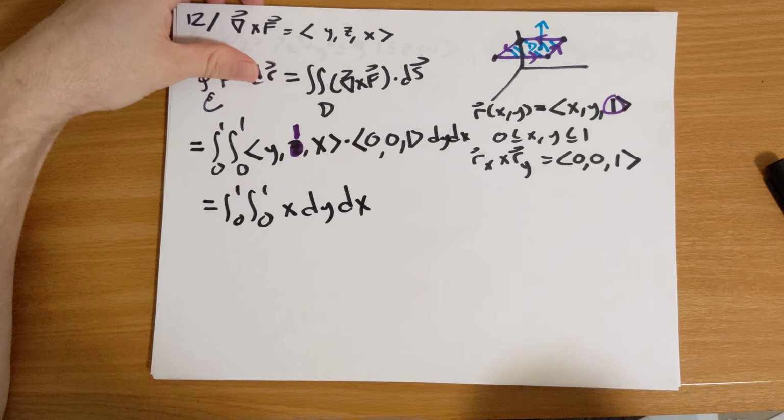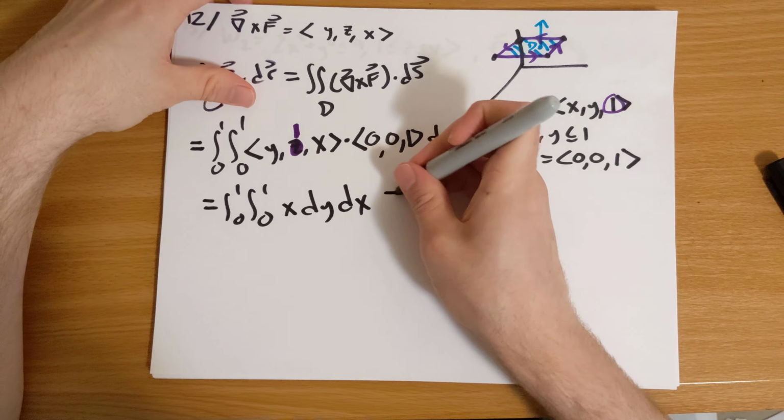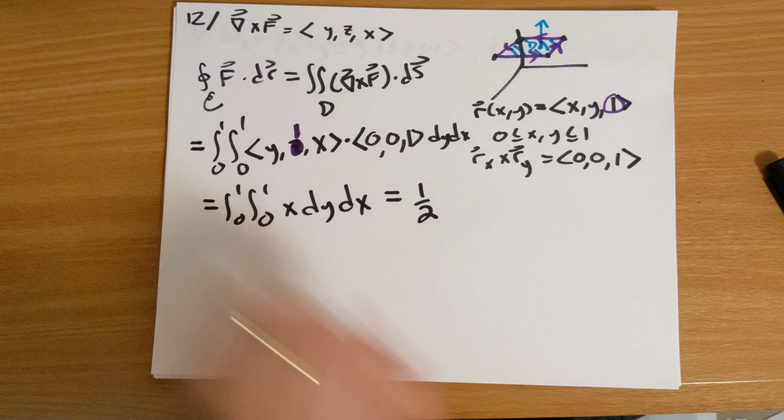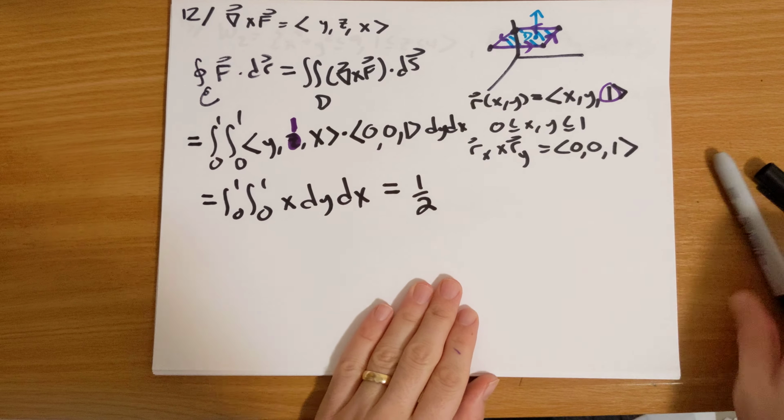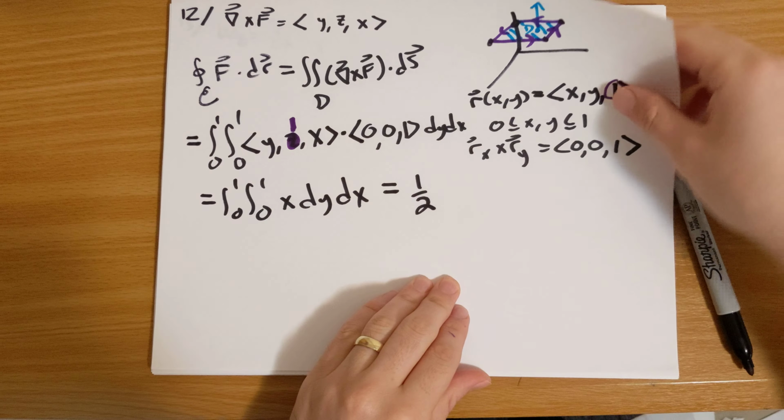And so here is our final double integral to evaluate. And this gives us 1/2 here. Okay, that's problem number 12.